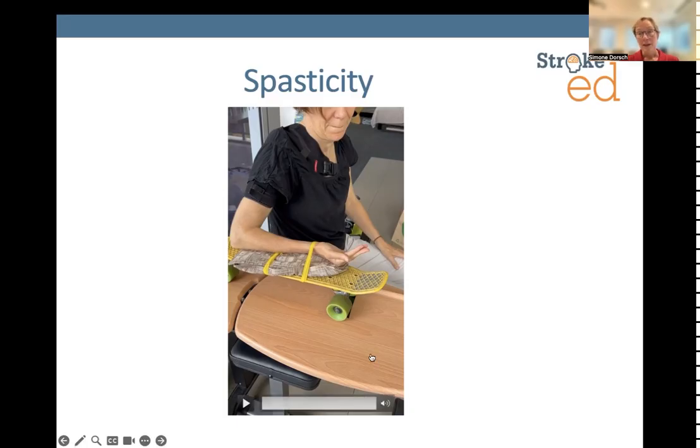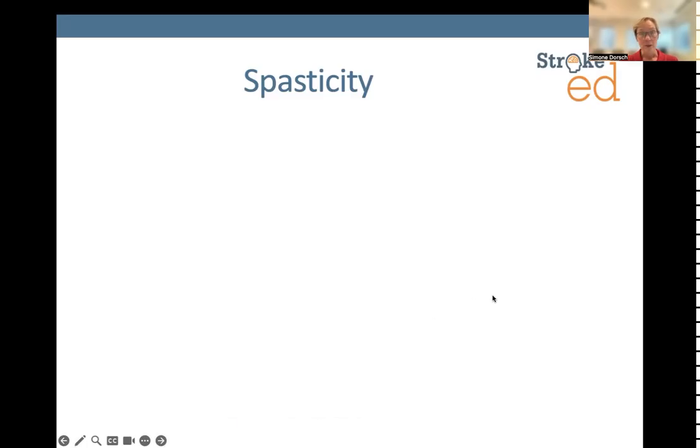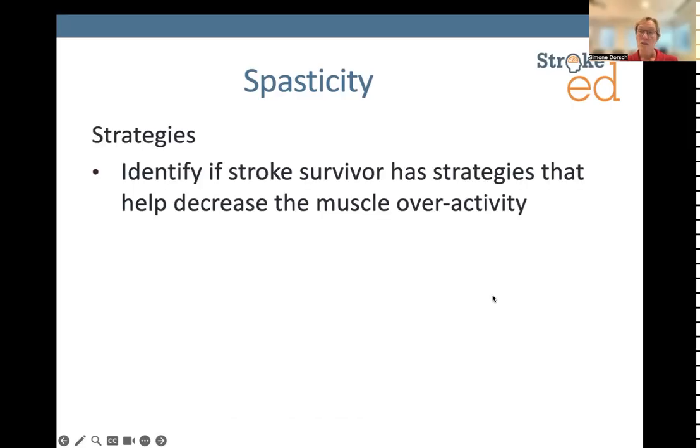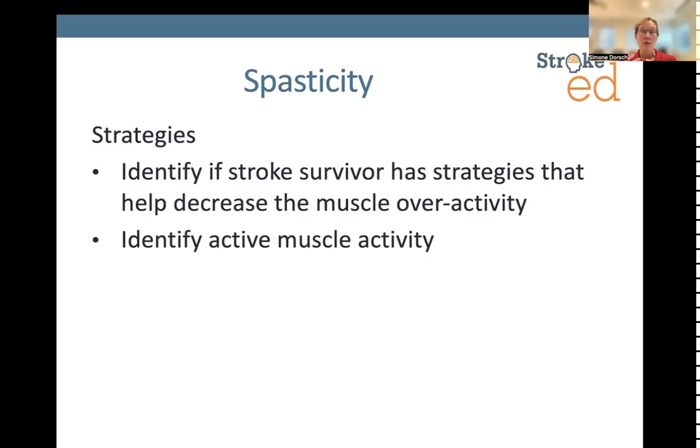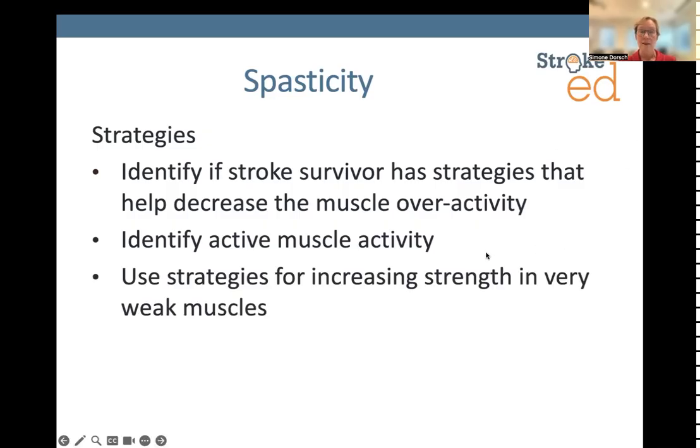So I think really still our main goal, despite the presence of spasticity, is to, again, see if that person has strategies that help them decrease that muscle overactivity, but to still identify and explore and persist and look for muscle activity that is voluntary, and find ways that you can set up practice so that people can do practice with their voluntary muscle activity, which takes us back to all those strategies that we've been looking at in week 3 about increasing strength in very weak muscles.